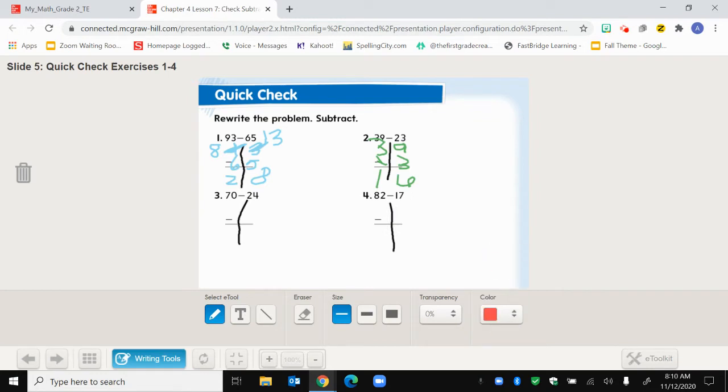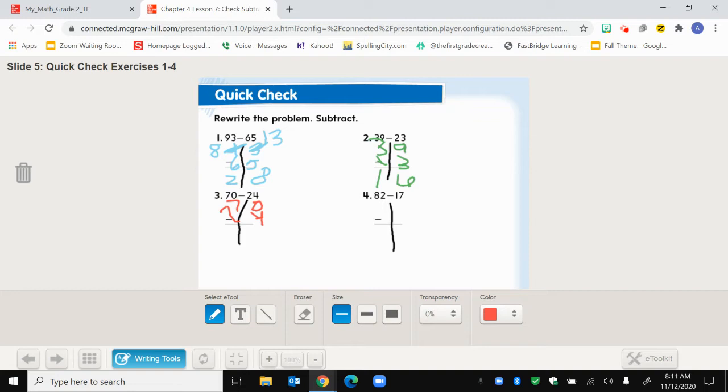All right, let's look at number 3. 70 minus 24. For 70, we'd write 7, 0. And for 24, we'd write 2. That's a 2. And that's a 4. Ugh. Okay, so 70 minus 24.